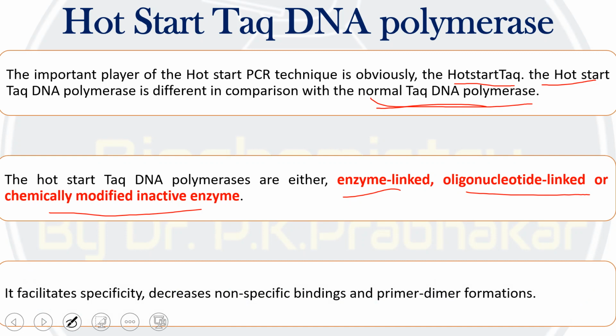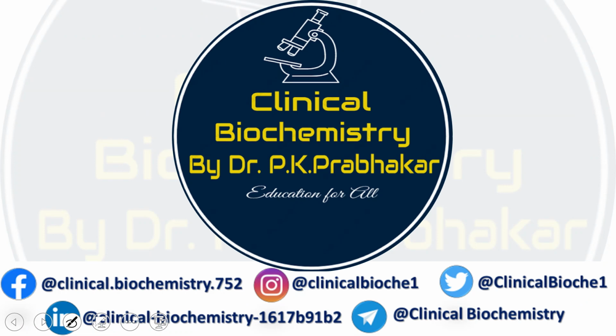Lastly, if you see the conclusion, the Hotstart PCR is one of the best variants of the conventional PCR method, which gives you the best and accurate result. The overall idea of developing the Hotstart PCR is to improve the performance of the reactions, to reduce non-specific amplification and non-specific binding of the primer, and the technique is one of the best choices to diagnose inherited disease. So this is roughly all about the Hotstart PCR.